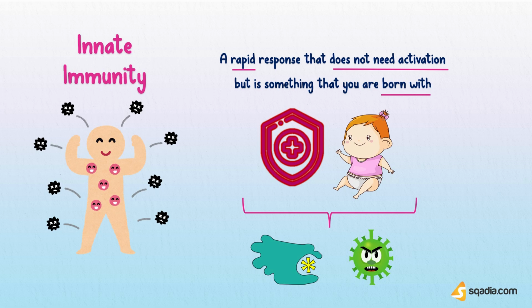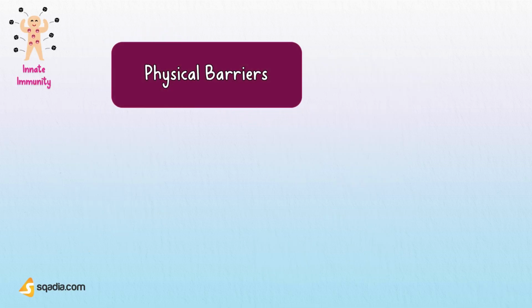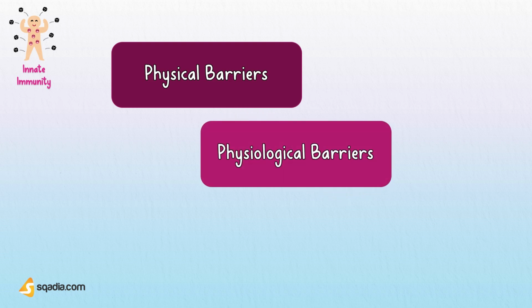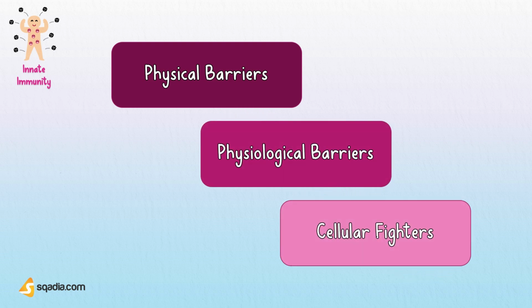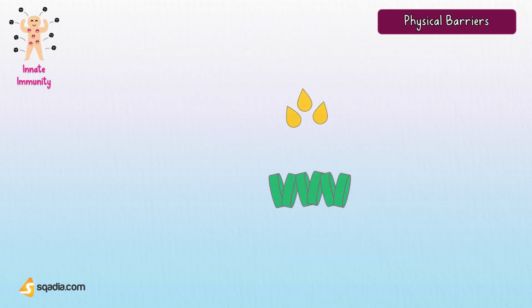Let's talk about the components of the innate system, one by one, so you can understand its mechanism of working easily. External barriers are also called physical barriers. Internal barriers are also called physiological barriers, cellular fighters. First, we will go through the physical barriers.